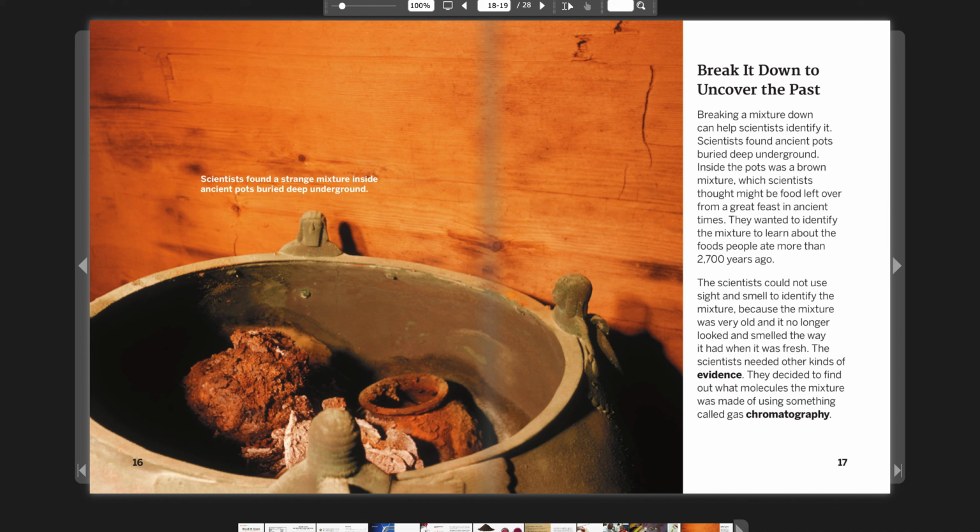The scientists could not use sight and smell to identify the mixture because the mixture was very old and it no longer looked and smelled the way it had when it was fresh. The scientists needed other kinds of evidence. They decided to find out what molecules the mixture was made of using something called gas chromatography.